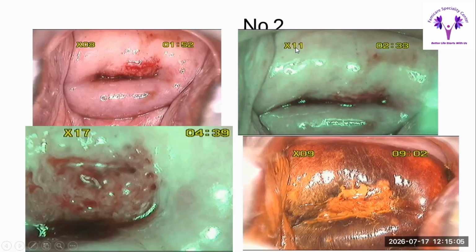Here again, I have increased the magnification, and you can see that under the green filter, there are no abnormal blood vessels.